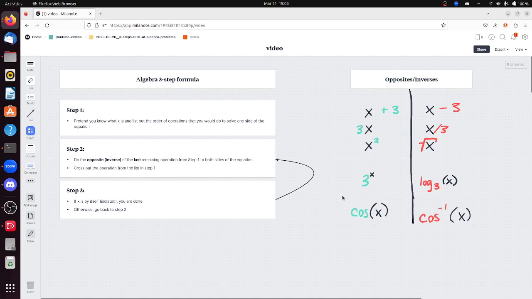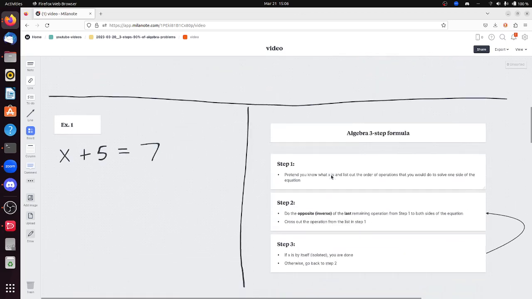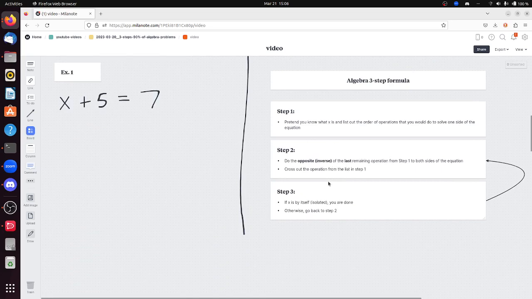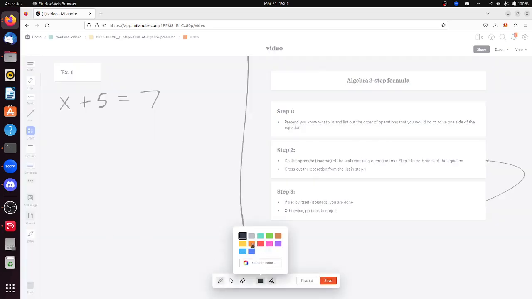So I understand things might not make sense, so I think the best thing to do is to jump into a couple examples. So the first example here is x plus 5 equals 7, and we're essentially solving for x. So step one, remember, step one is to list out the order of operations to basically solve for the left or right, assuming we knew what x was.